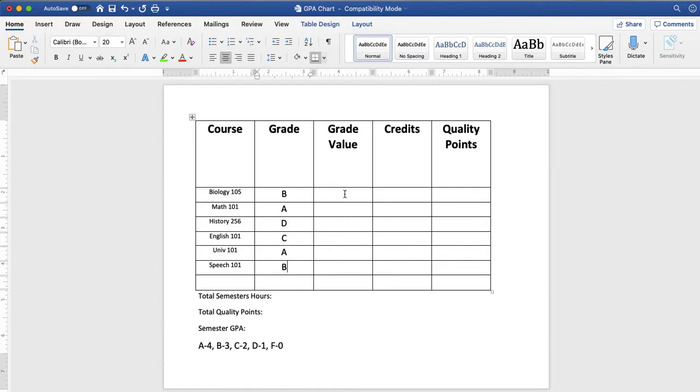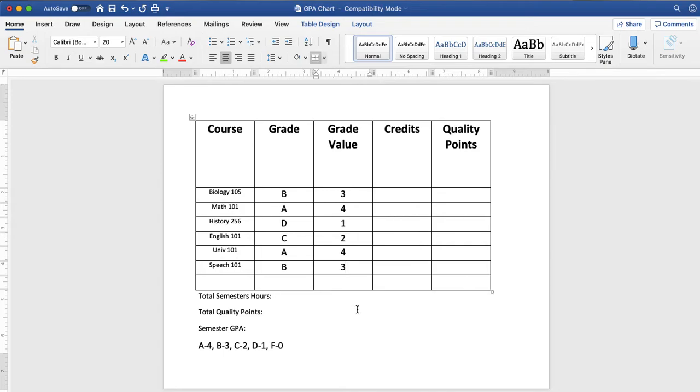So what I'm looking at here is I'm assigning these a grade value. A B, again, is always going to be 3. These grade values never change. An A will be 4, a D will be 1, a C will be 2, an A will be 4, and a B will be 3. Again, I grabbed this from right here, grade values, okay?